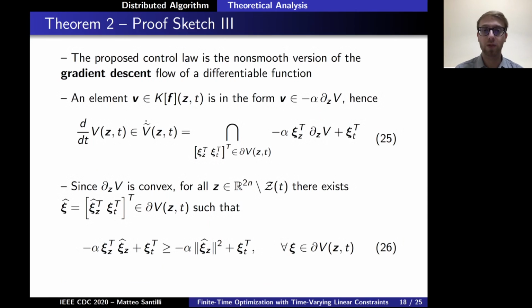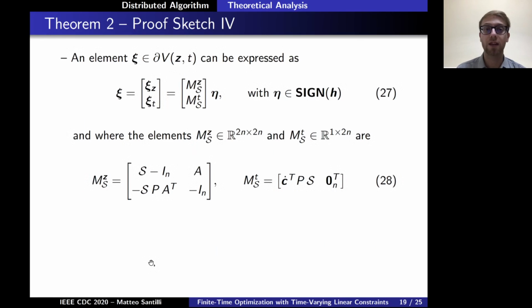Considering the fact that our proposed control law is the nonsmooth version of the gradient descent flow of a differentiable function, we can rewrite equation 23 as equation 25. We exploited the fact that the control law can be expressed as minus alpha partial with respect to z of the Lyapunov function. With this in mind, and considering also the fact that the partial of V is a convex set, we can obtain the following bound, considering all the z outside the calligraphic set Z, and exploiting then the structure of a generic element of the generalized gradient.